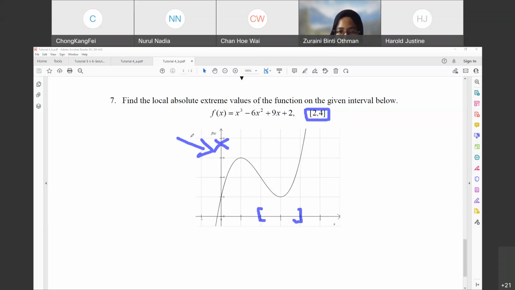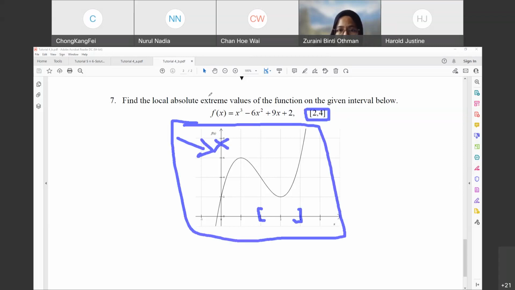Tapi without this gambar rajah, contohnya kita tak ada pun gambar rajah ni, can we find the extreme value at this range of domain untuk equation ni? Boleh cari tak? Idea dia macam mana? Ingat kalau minimum maximum, extreme value ialah minimum maximum or reflect point. Okay. Then macam mana nak cari dia punya maximum minimum?